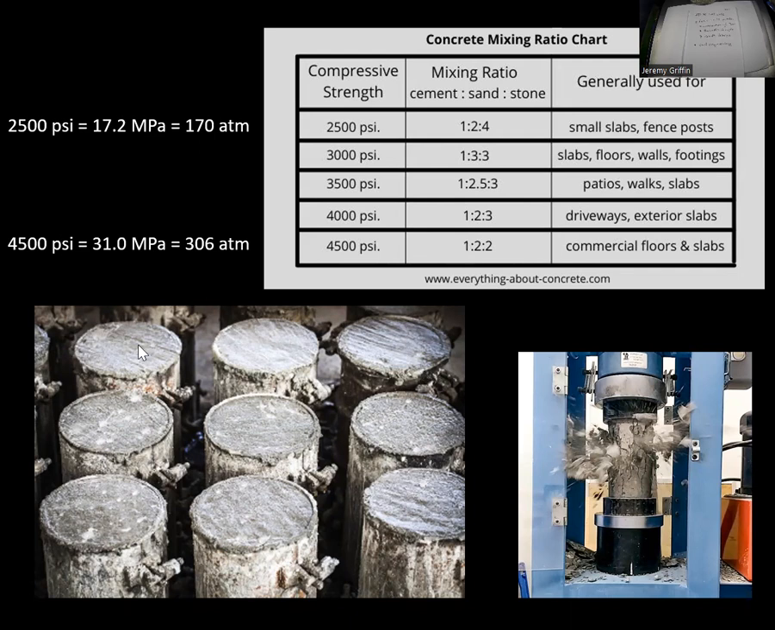Now, see these molds in the bottom left? The convention is to have these molds 4 inches in diameter and 8 inches tall, these cylinders. You take these cylinders and put them in this compressor and compress until it breaks, and then you can determine the compressive strength. I have right here one of these broken cylinders that I snagged from the concrete class. Let's switch over.